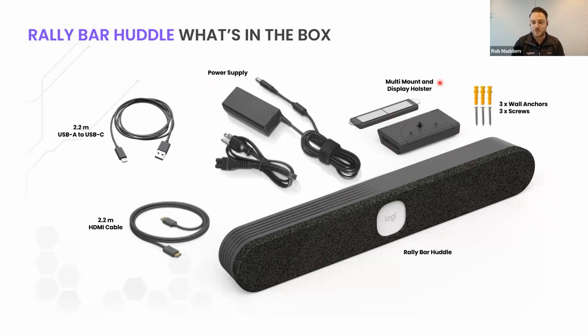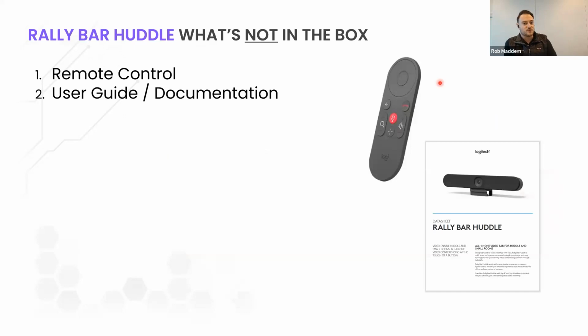For those that might be familiar with Rally Bar or Rally Bar Mini, you'll probably notice there's a couple of things that aren't in the box. One of them is remote control. So we no longer include a remote control in the box, and the user guide documentation as well. We're not including that. There is actually just a QR code on the box if you do need to have a reference of that documentation.